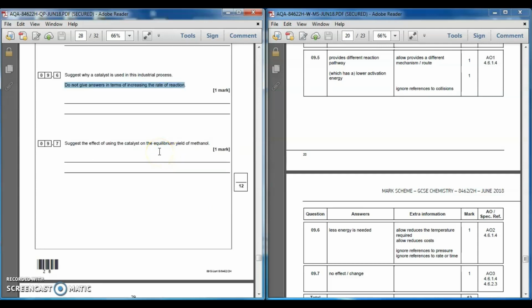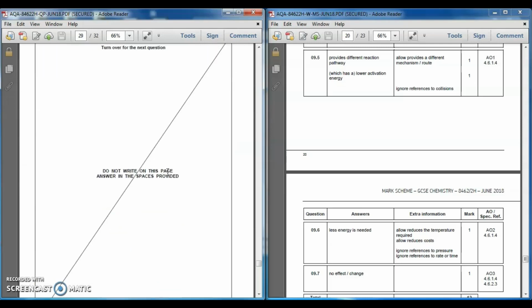For 9.7, bit of a trick question. Apart from when we looked at Le Chatelier's principle, we looked at this. Catalysts speed up the rate of reaction for both of them. You don't get a mark for saying that because the question specifically says what happens to the yield of methanol. There's not going to be a change. The forward reaction will be faster, the backward reaction will be faster, and then the overall concentrations, masses produced, the yield, not going to change at all.